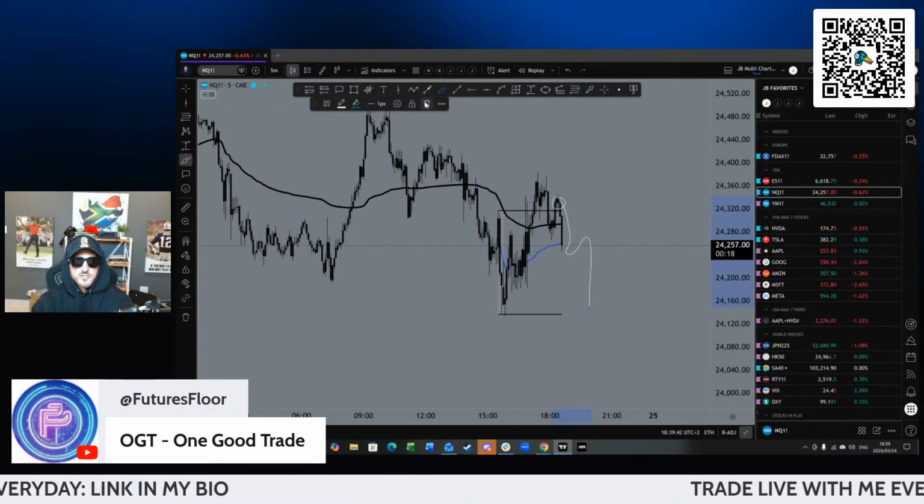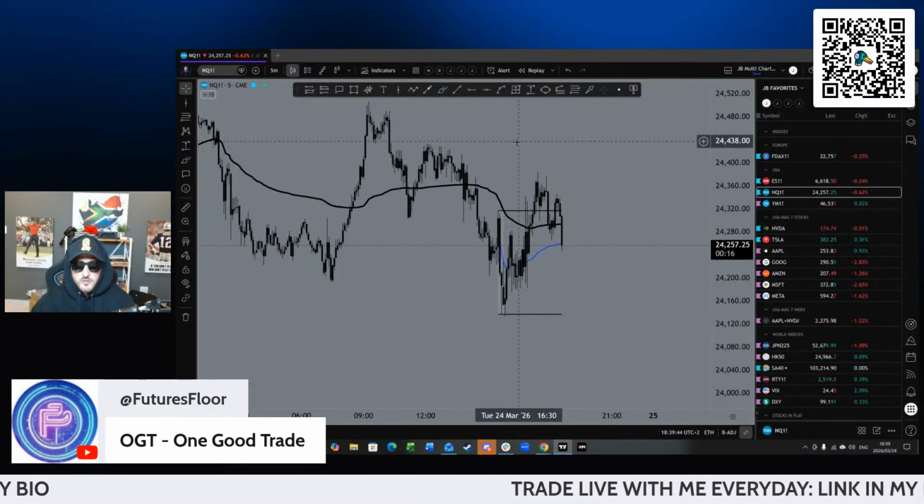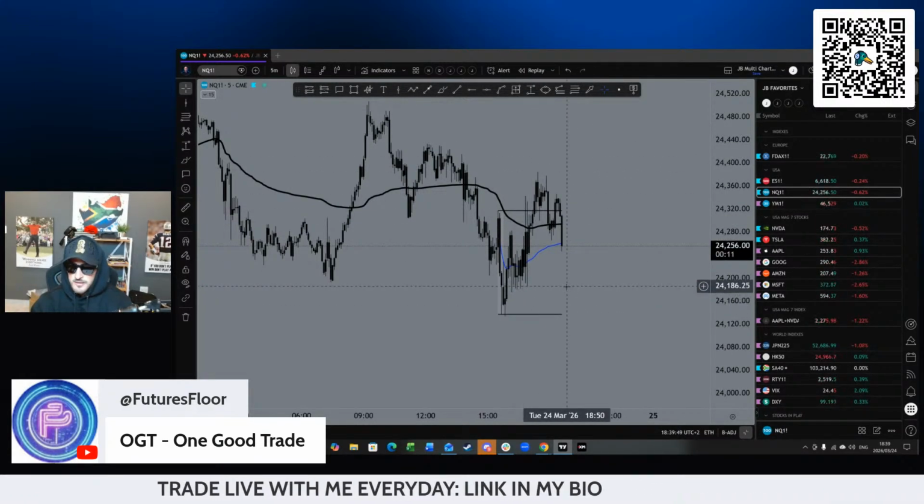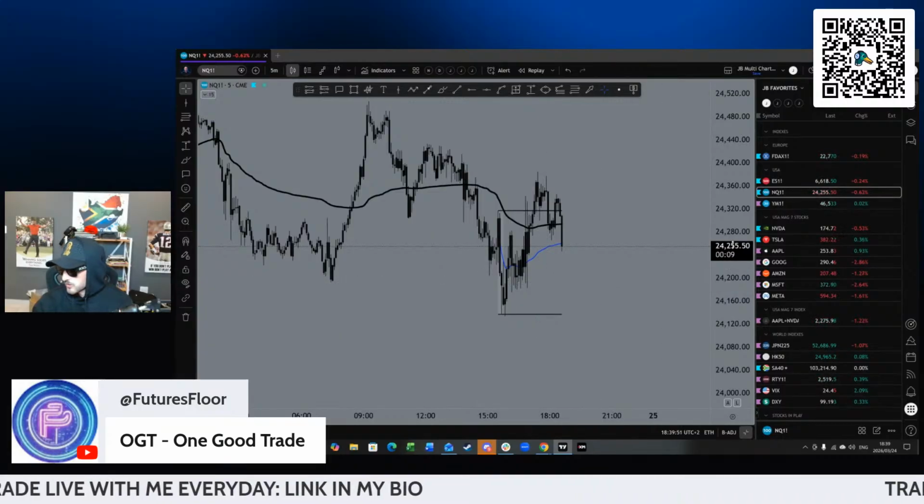I would not be surprised to see this roll over. I'm flat. I'm not going to be taking any new positions right now, but I would not be surprised to see this fall back down to maybe even 180 back at support, pre-market lows here.